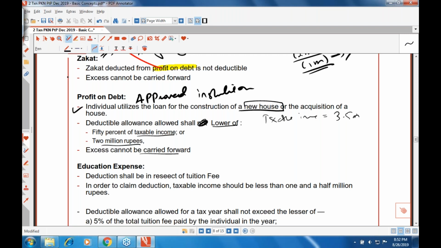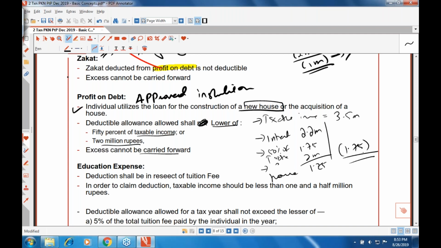Your taxable income is 3.5 million. Now what happens is that if your taxable income is 3.5 million and the interest that you have paid is 2.2 million, the limit to the claim is 50% of taxable income, which is 1.75 million, or 2 million. The lower amount is going to be 1.75. So all that you can deduct from the income is 1.75.